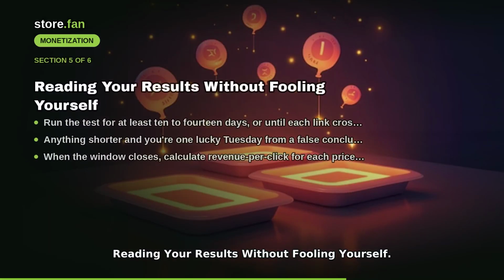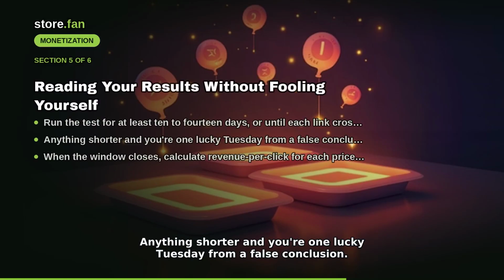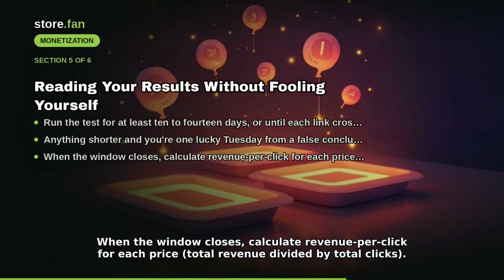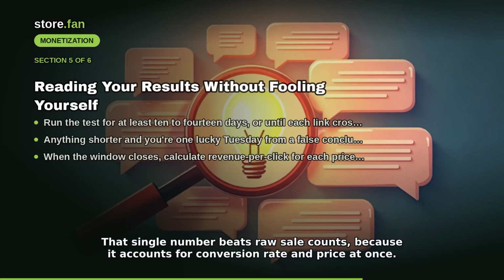Reading your results without fooling yourself. Run the test for at least 10 to 14 days, or until each link crosses roughly 100 clicks, whichever takes longer. Anything shorter, and you're one lucky Tuesday from a false conclusion. When the window closes, calculate revenue per click for each price, total revenue divided by total clicks. That single number beats raw sale counts, because it accounts for conversion rate and price at once.